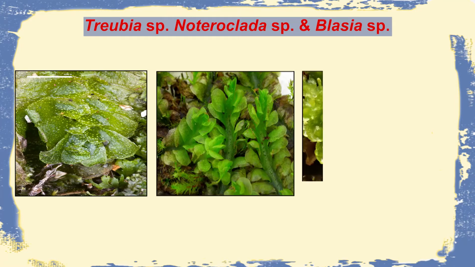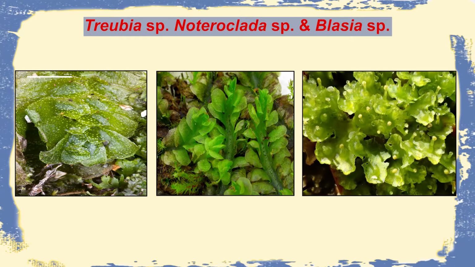The next form of structure in bryophytes is the intermediate form, whereby it is neither thalloid in structure nor completely foliose in structure. It forms a leafy shoot-like structure. Some examples of the intermediate forms of these bryophytes are Treubia, Noteroclada and Blasia.